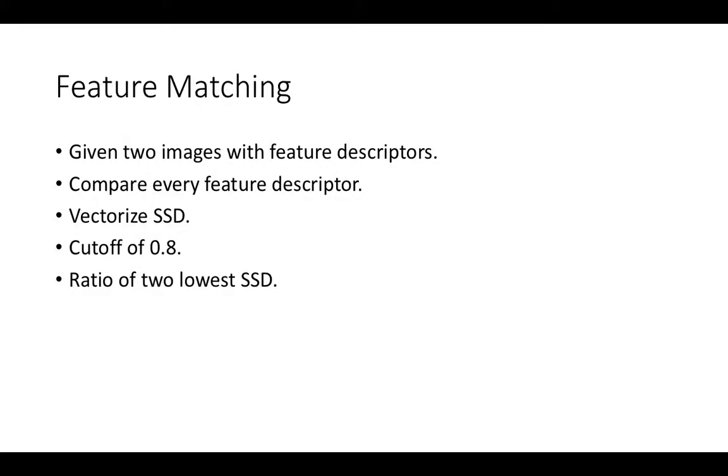Next, we feature matched these descriptors by comparing every feature descriptor with every other feature descriptor between two images. One challenge that I had seen was that when I had four nested loops, the algorithm was running pretty slow. So vectorizing the sum of squared distances helped so much. Again, we had a cutoff of 0.8, and that cutoff was compared against the ratio of the two lowest sum of squared distances between the feature descriptors, and that was deemed to be a good match between both images.